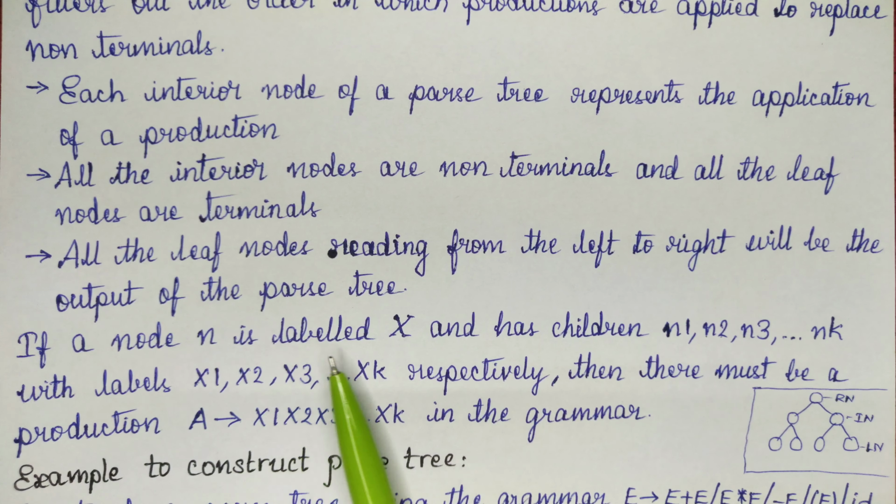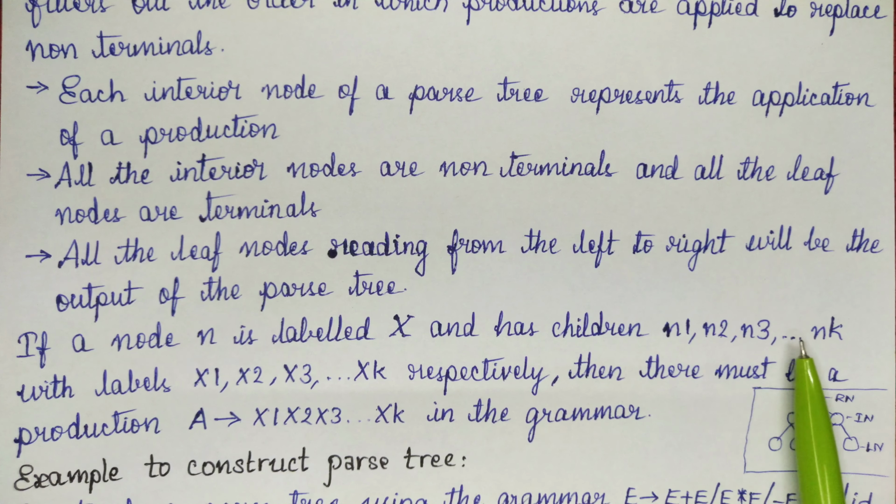Suppose the node n is labeled as X, that means the internal node, and the children nodes can also be leaf nodes sometimes. These children nodes n1, n2, n3 and so on up to nk are labeled as X1, X2, X3 and so on up to Xk respectively. And the starting symbol is A. Then the production will be A produces X1 X2 X3 and so on up to Xk.